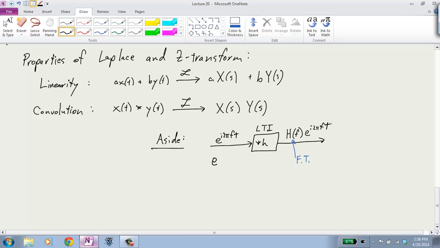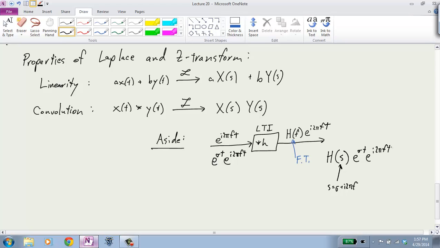Okay. We could also put e to an arbitrary s of t, or in other words, I could say e to the sigma t times e to the I 2 pi ft. So we don't just need to look at complex exponentials that don't grow. We could allow them to grow in one direction or the other. And we would find that what comes out is still of the same form. It's just, now it's h of s. Of course, we would plug in s equals sigma plus I 2 pi f to figure out which s we plug in here. E to the sigma t, e to the I 2 pi ft.